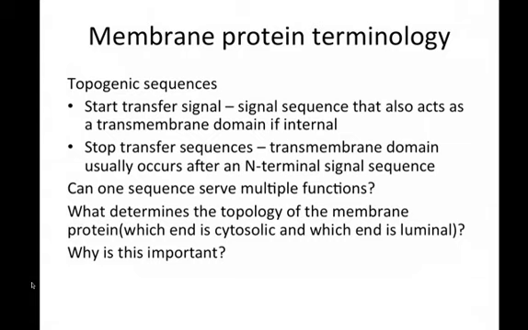What determines the topology of the membrane protein? Which end is cytosolic, which end is luminal? It has to do with the number of start and stop transfer sequences. It has to do with the amino acids surrounding a stop transfer sequence. So don't get bogged down with those details because I'm not giving you sequences to characterize. Okay? But do understand that what's cytosolic in the ER remains cytosolic on the membrane.